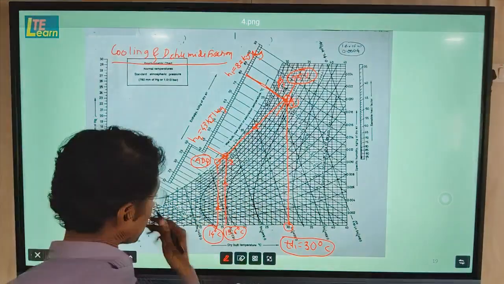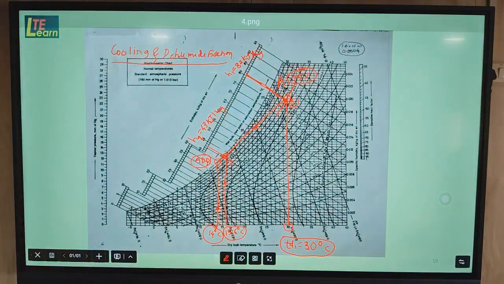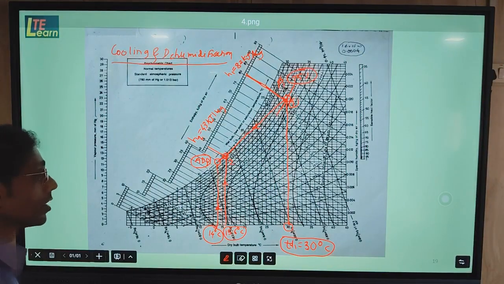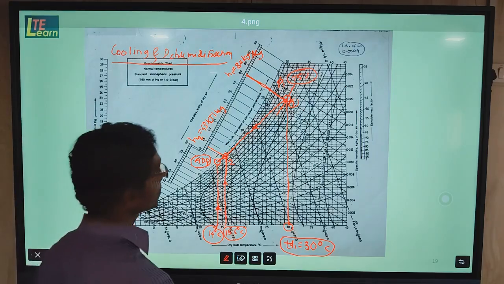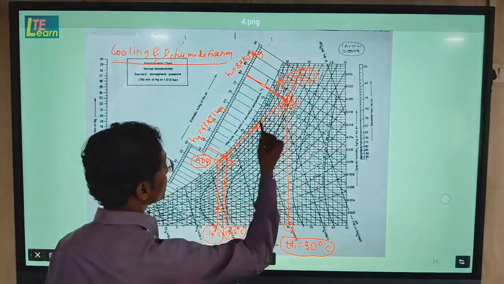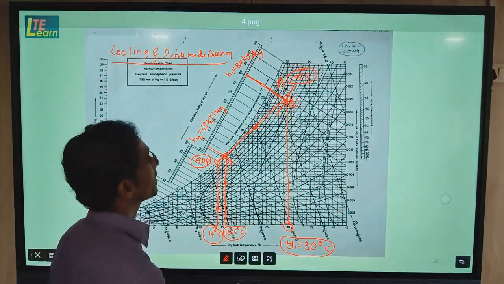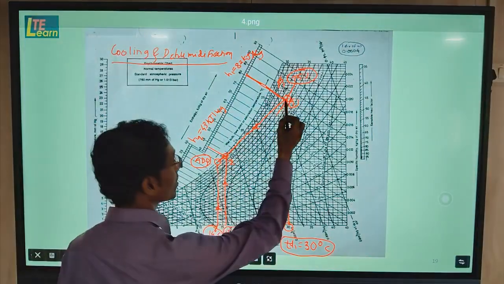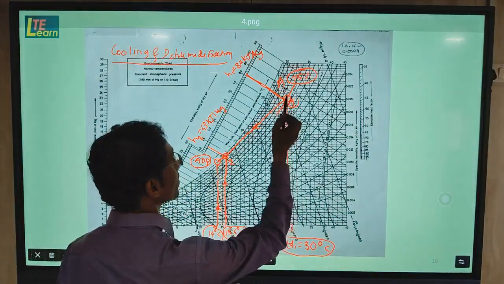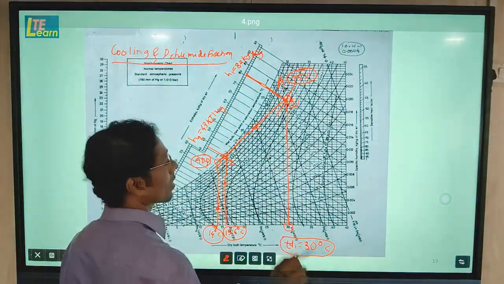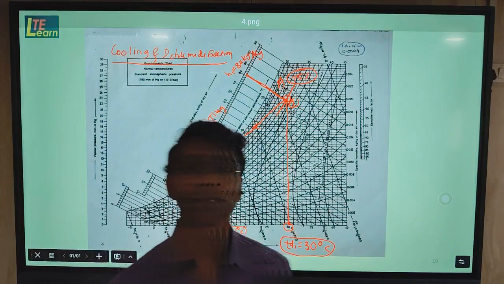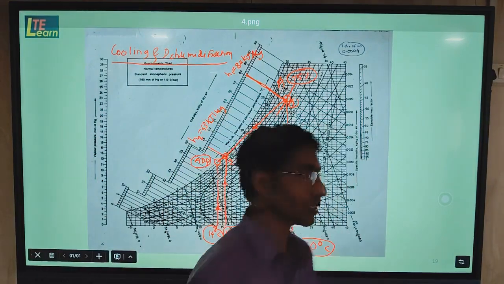Now the fourth part of the question is what? To find sensible heat factor. So sensible heat factor means what? During the process 1 to 2, the amount of heat that is added to this air from the outside will be total heat. That total heat is what? Summation of sensible heat and latent heat.